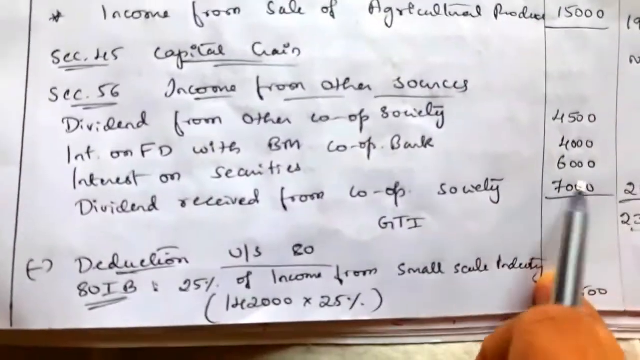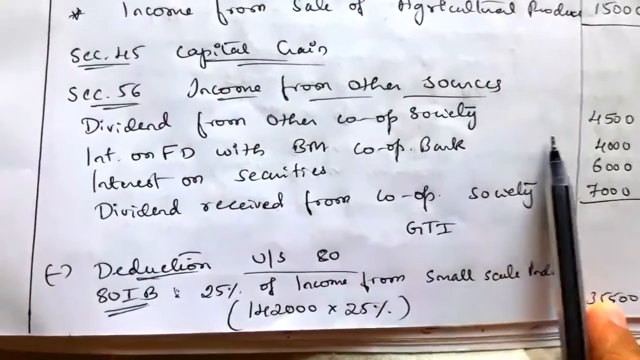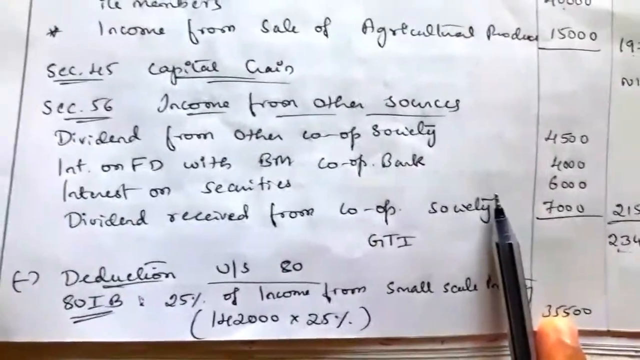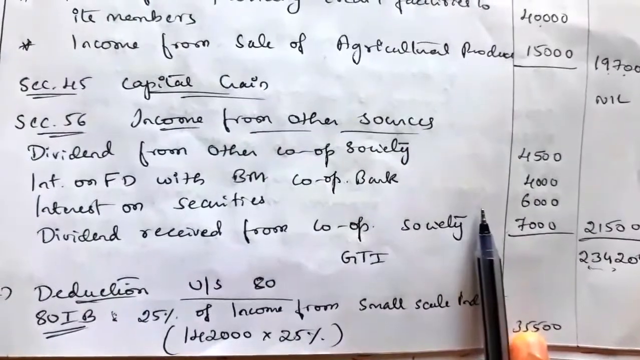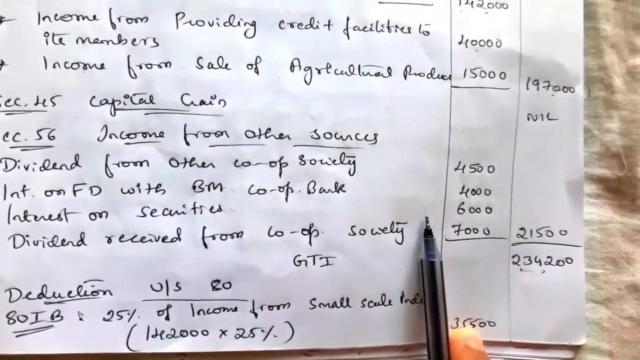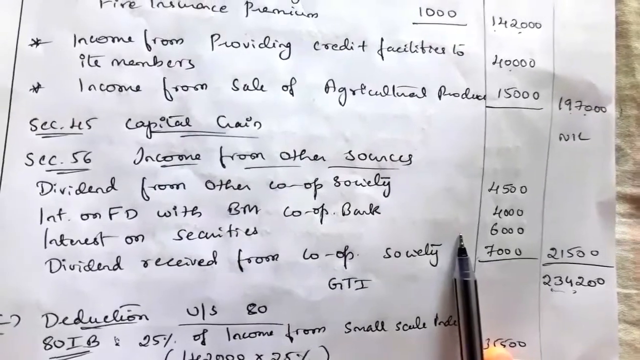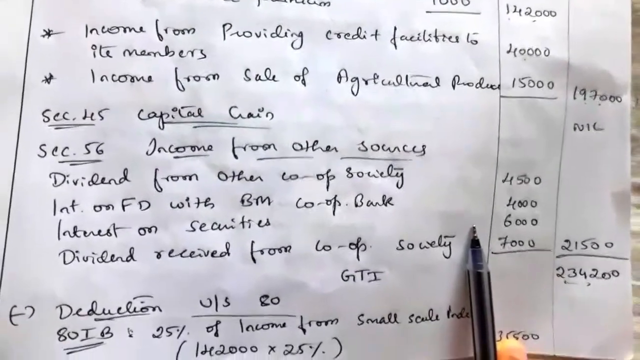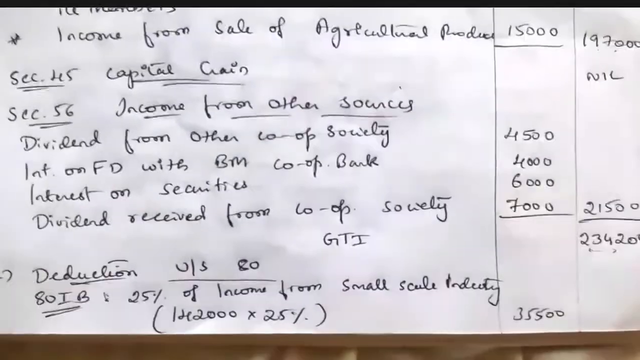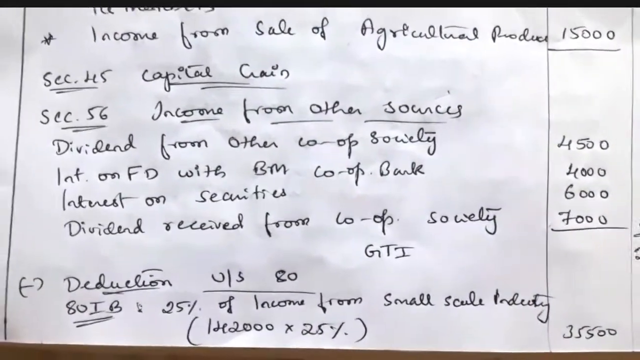Dividend from other cooperative societies 4,500, interest on FD with BM Cooperative Bank 4,000, interest on security 6,000, dividend received from cooperative society 7,000. So the total income from other sources is 21,500. If you add all these heads of income, we will get gross total income equal to 2,34,200. From GTI we can claim the deductions, that is deduction under section 80.